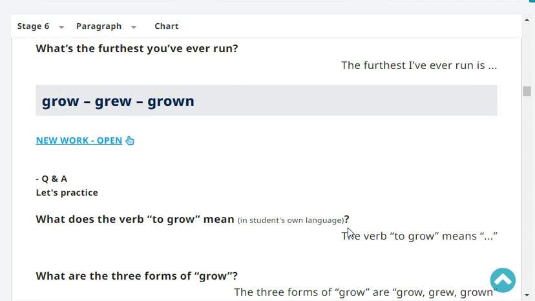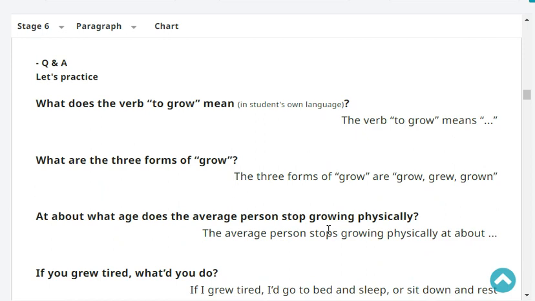Very good. What does the verb to grow mean in Japanese? The verb to grow means, so that's in Japanese. Very good. What are the three forms of grow? The three forms of grow are grow, grew, grown.